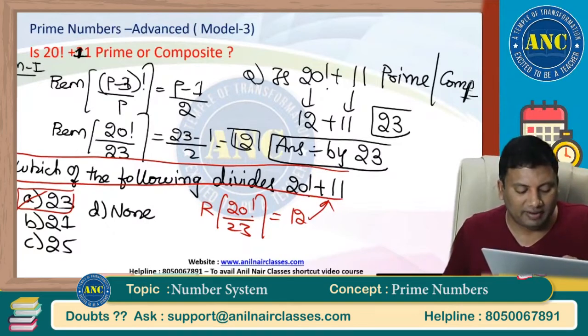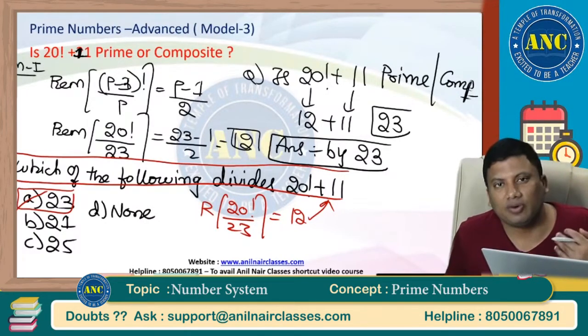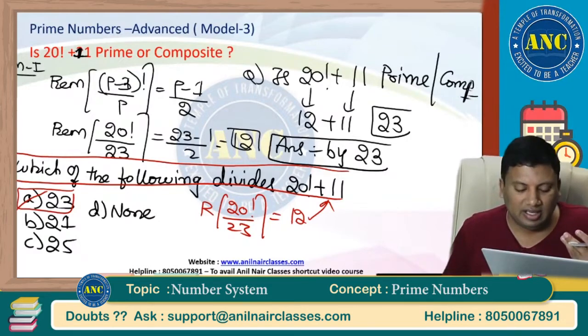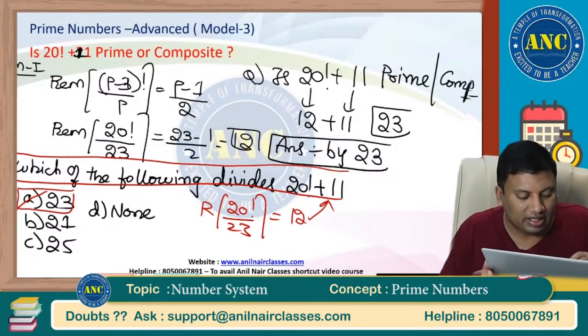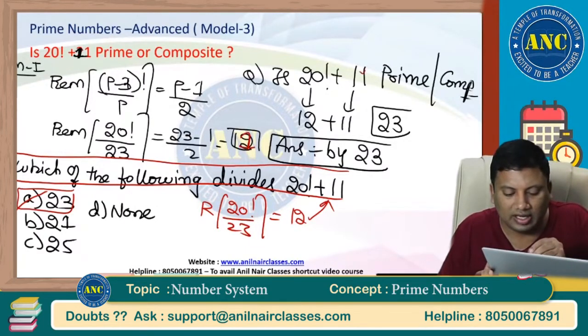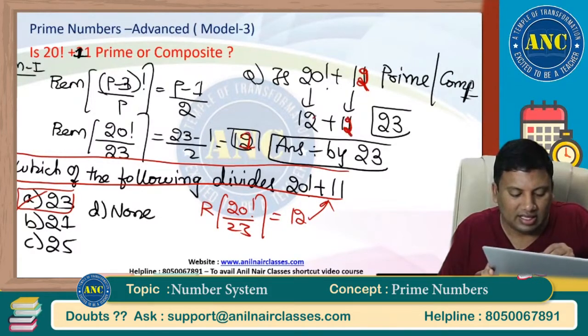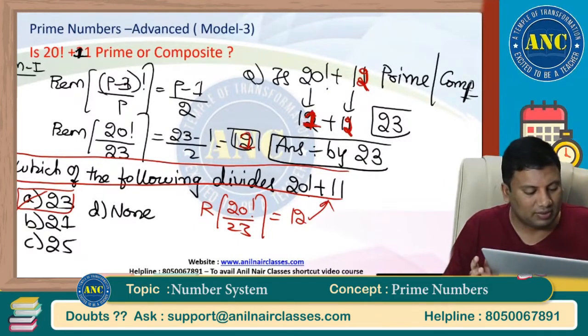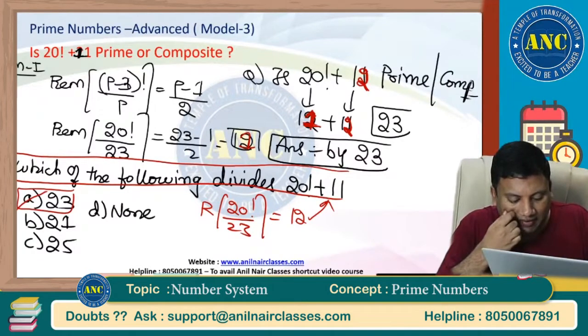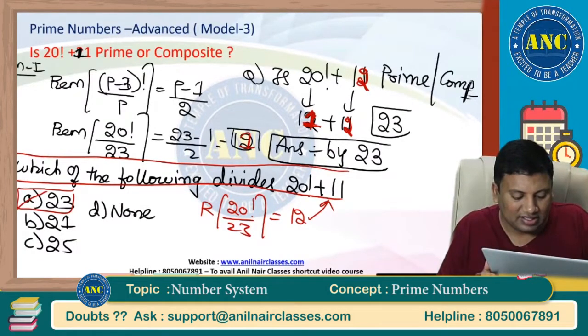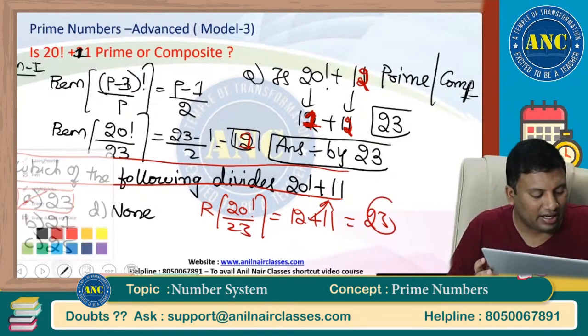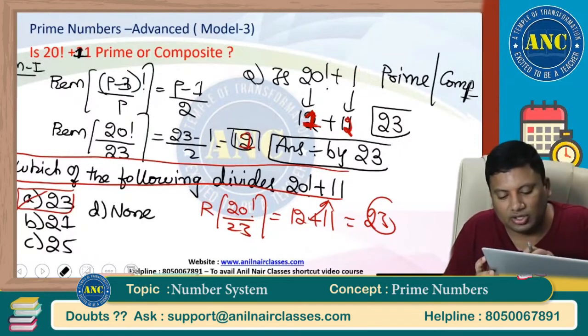Which of the following divides 20 factorial plus 1? 20 factorial divided by 23 is nothing but 22 by 2, which is 11. So let us change the question: this is nothing but 12. This is 11. I took it as 12. There is a calculation mistake. So this is nothing but 11 plus 12 plus 11, which is nothing but 23. The answer is divisible by 23. I hope the idea is clear. Let me change the question to this.